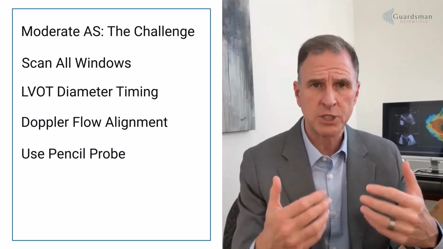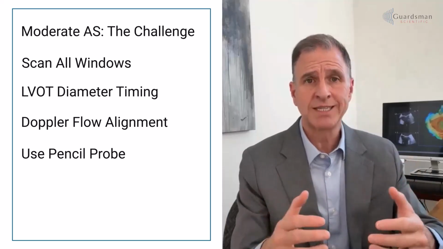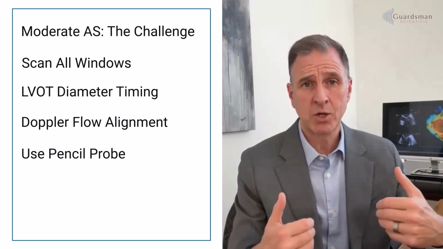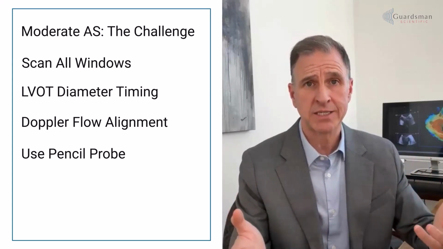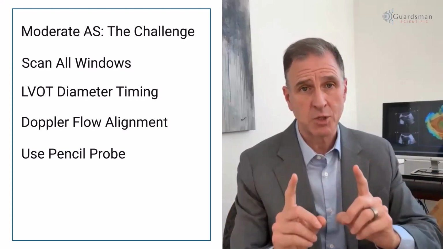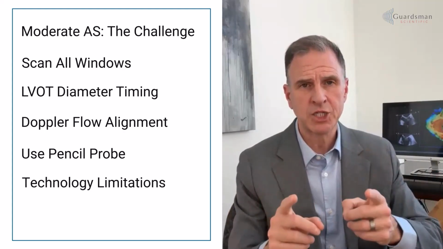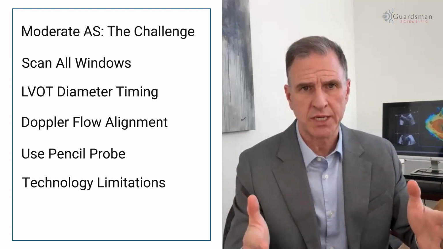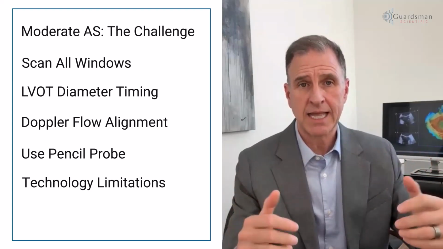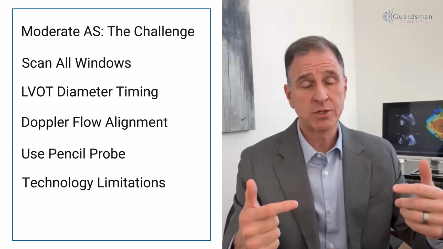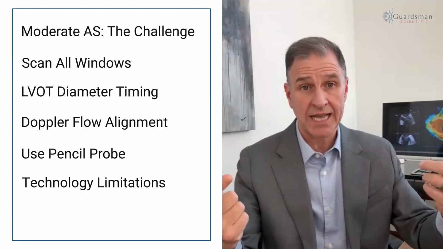Have you used the pencil probe as an additional set of data in the windows where you got the highest velocities? And finally, is it possible that there is a technology gap in the system that you're using in data processing that prevents you from actually getting the real highest velocities? And that's the point that I want to make here.